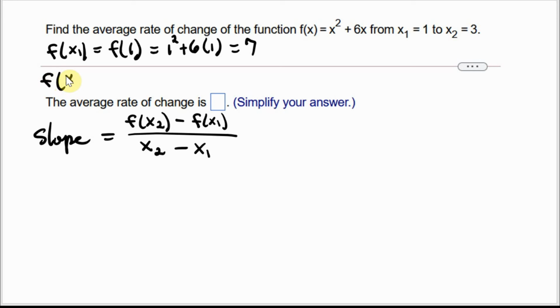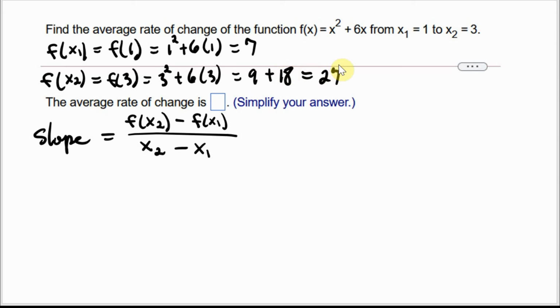And then f of x sub 2, this is f of 3. So this is 3 squared plus 6 times 3. So this is 9 plus 18, and so this gives us 27.